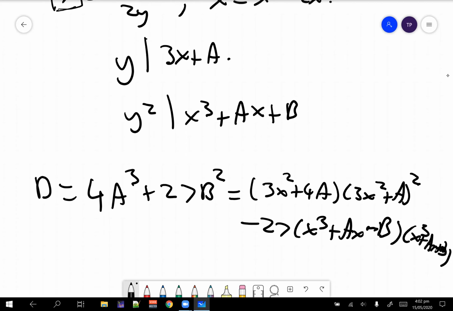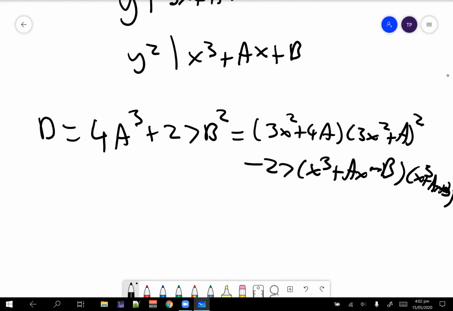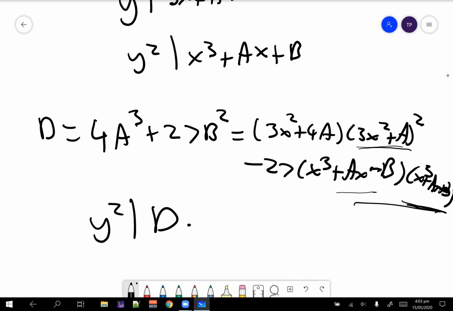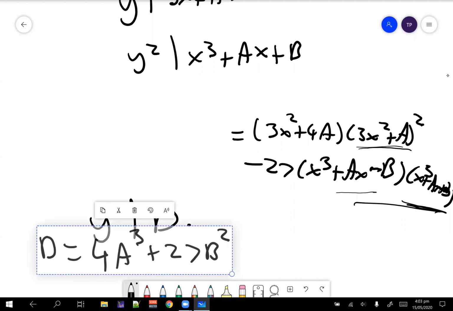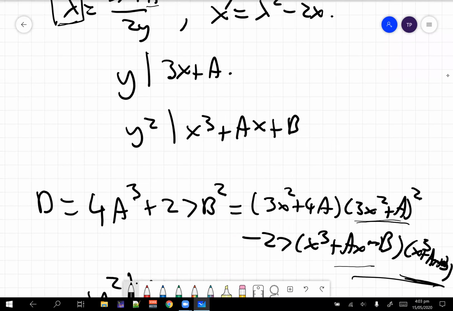And then note that we have x³ + ax + b on this side, and then we also have (3x² + a)². So that means y squared divides the thing, so y squared divides d. And we are done on that end.